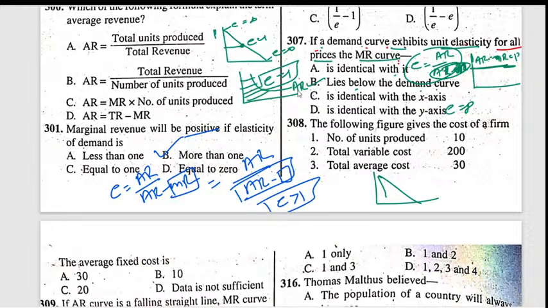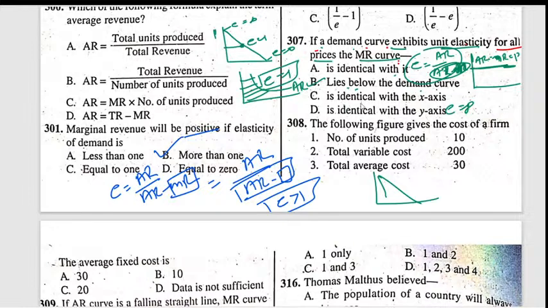Question number 307. Let me check the answer. Question number 307. Answer is C. I gave B. Wait a minute. Question number 307. Answer is C. Okay. So 307 answer is B, lies below the demand curve.